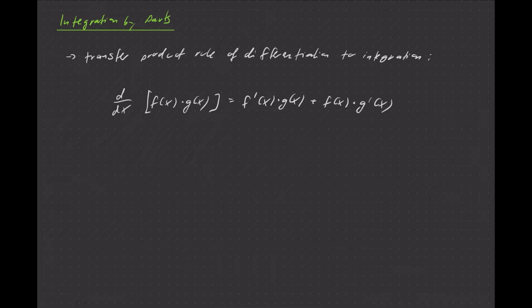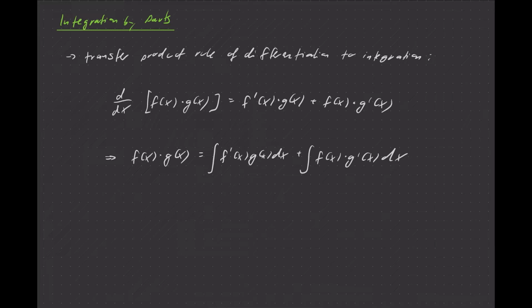And if you just integrate that, basically what that means is that the function f times g is an antiderivative of the right-hand side. So what we can say is this is the same as the integral of f prime times g plus the integral of f times g prime. And if you solve this for that integral, then you get the well-known integration by parts formula.